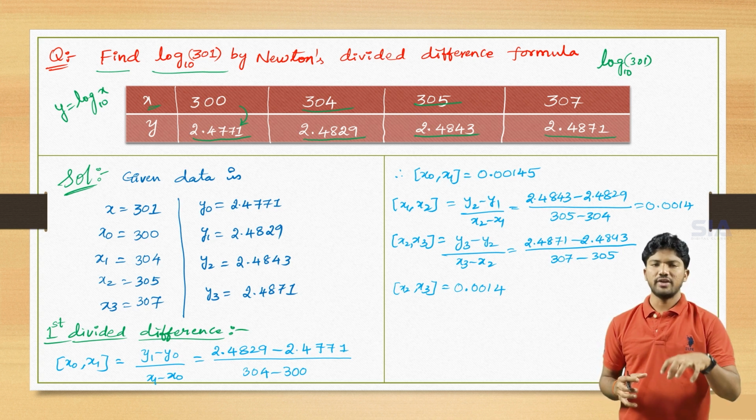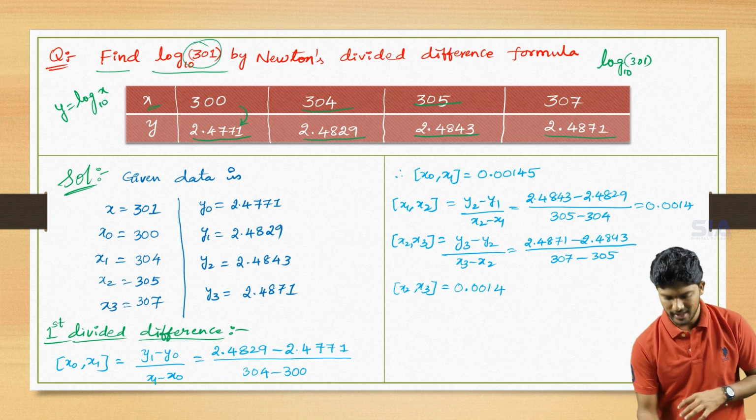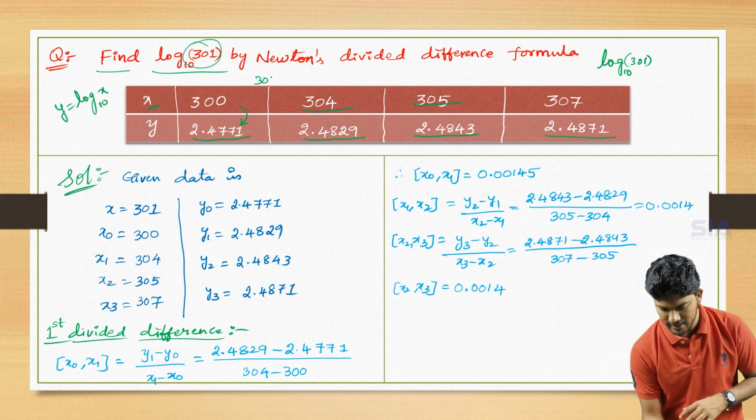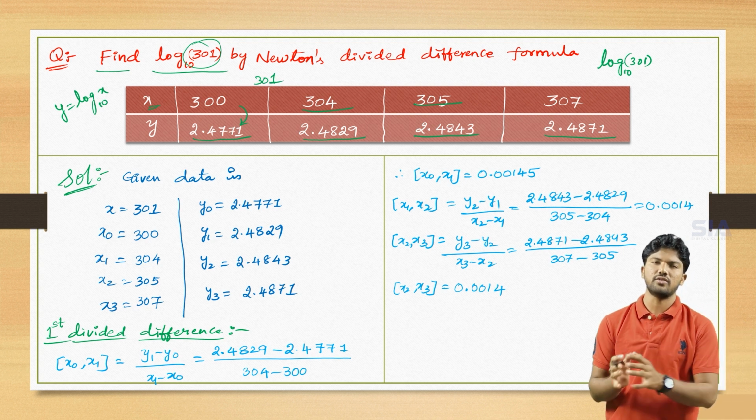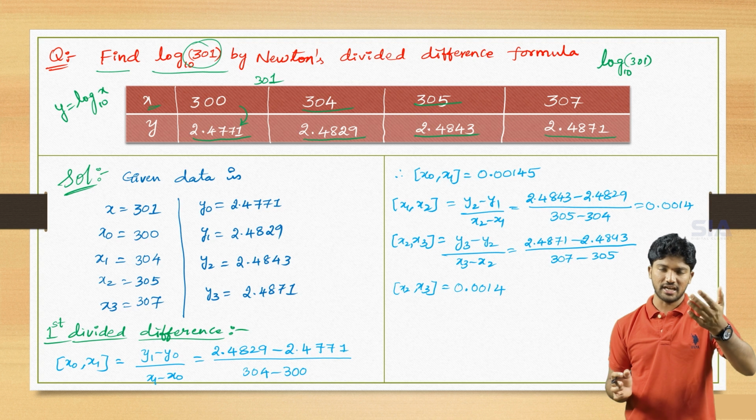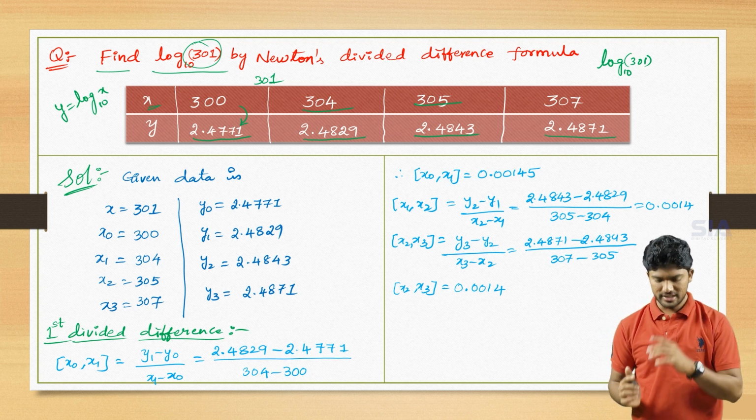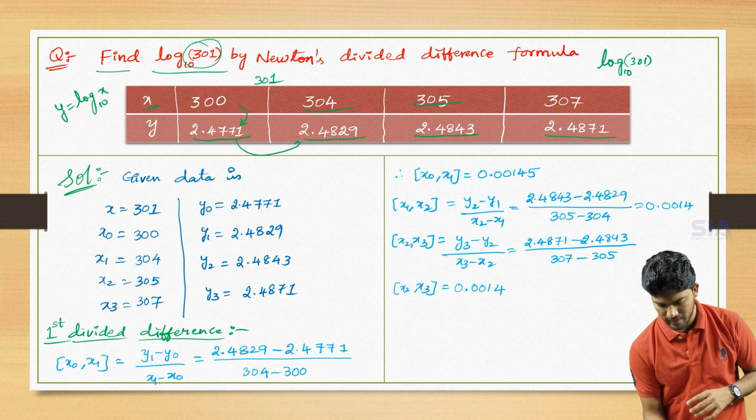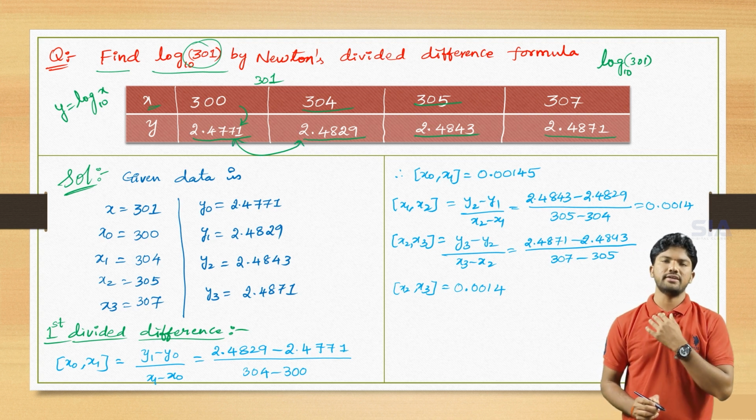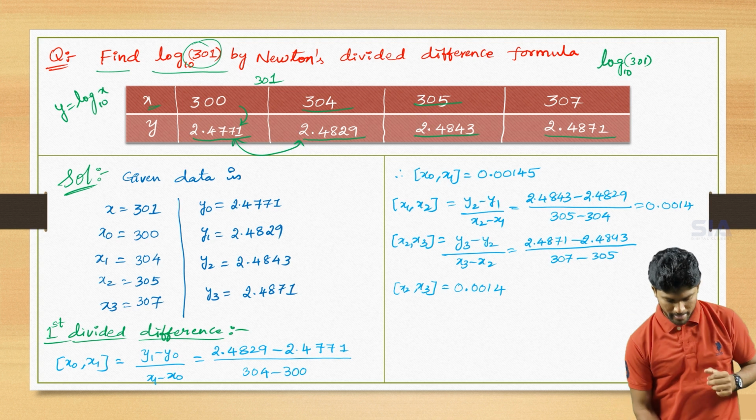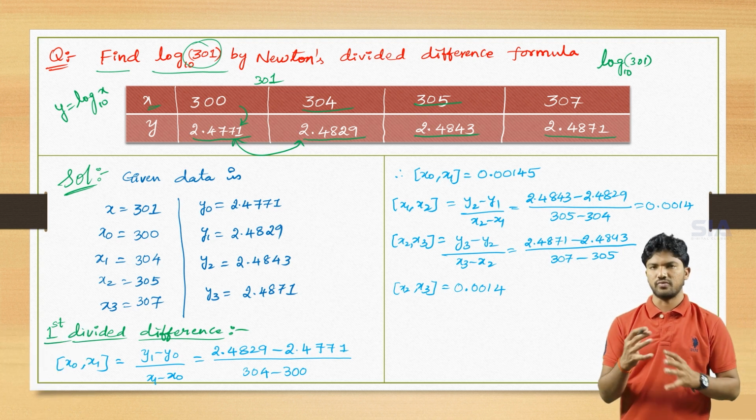Now we have to find out the 301 value. If you observe carefully, 301 exists in between 300 and 304. So the resultant value of log 301 also exists between these two values only, 2.4771 and 2.4829. Now we can start the solution by using the Newton divided difference formula to find that log 301 value.